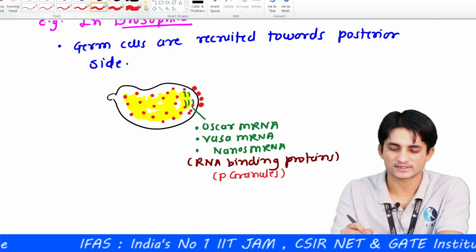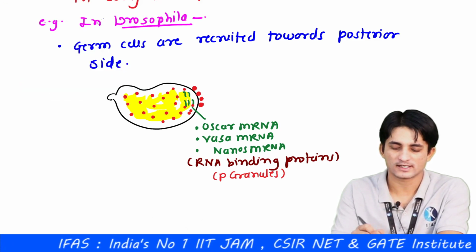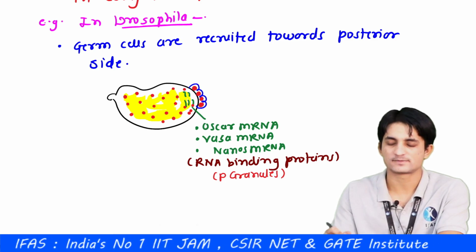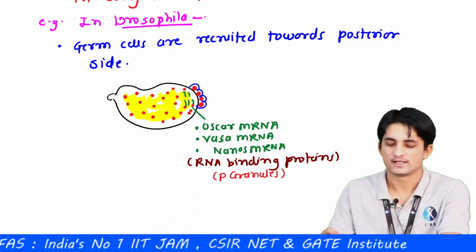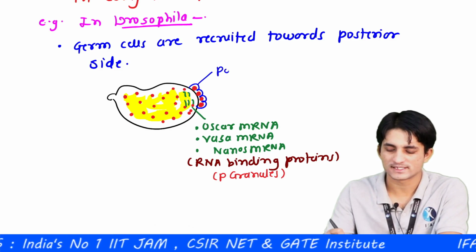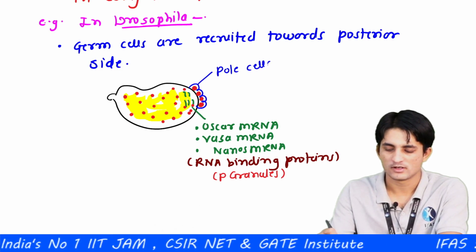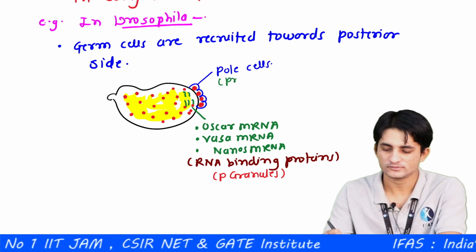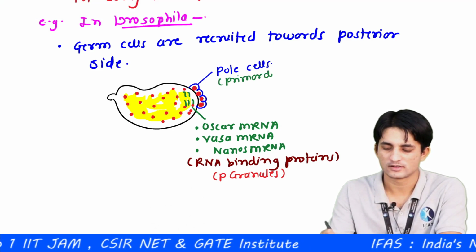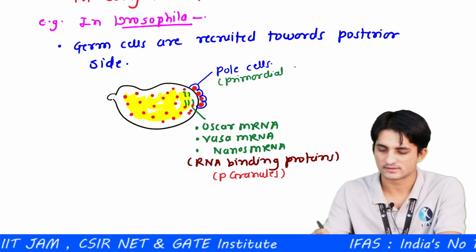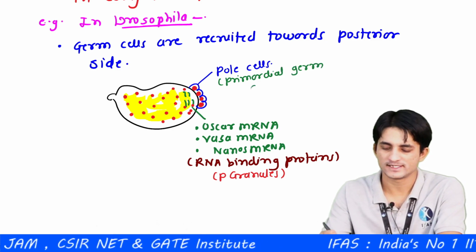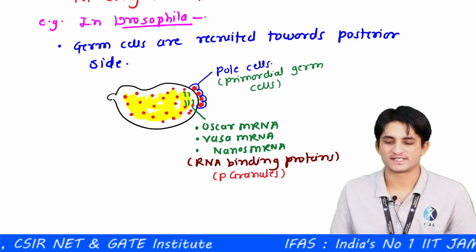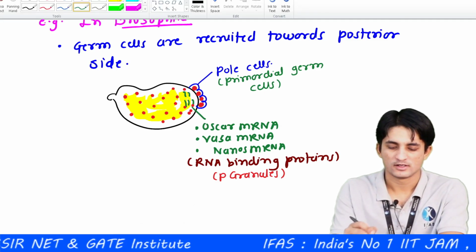So this Oscar mRNA recognizes 4 nuclei, and these 4 nuclei are transferred into the posterior side and convert into the pole cells. So these are called the pole cells, or the primordial germ cells. In future these cells can produce the gametes. So these are called pole cells.